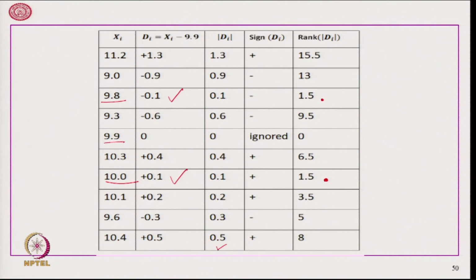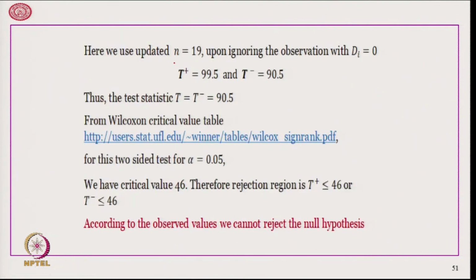Similarly, if one observed value is 9.9, which is equal to m naught, in that case we are ignoring it and giving it a value 0. So, that observation will go out of my consideration. Therefore, we will be working with only 19 observations. The updated value of n is equal to 19. Now, we calculate the sum of ranks for the positive ones, which is 99.5, and the sum of ranks of the negative ones, which is 90.5. Typically we take the minimum of these. So, in this case the test statistic t is equal to 90.5.